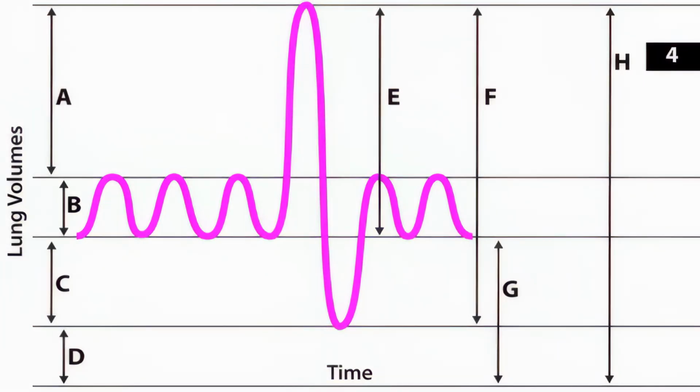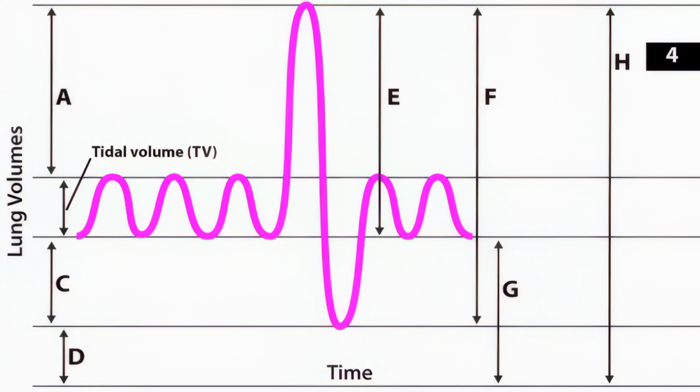So take a look at your study guide, and I want you to pause the video and label these lung volumes as best as you can, and then we'll go over the answers. I'm going to go through these a little bit out of order so that we can talk about what each one is. So let's start with B. B is the tidal volume. That's the amount of air that you move in and out of the lungs with each normal, relaxed breath.